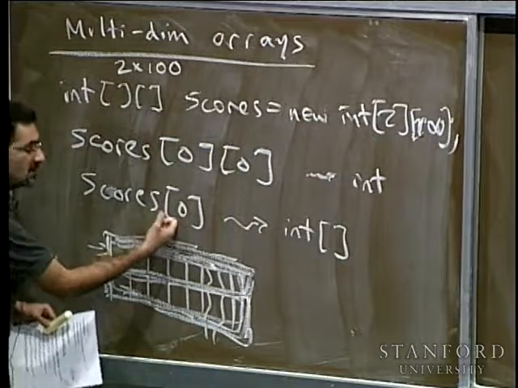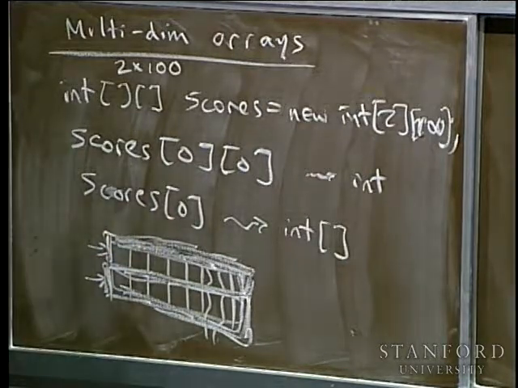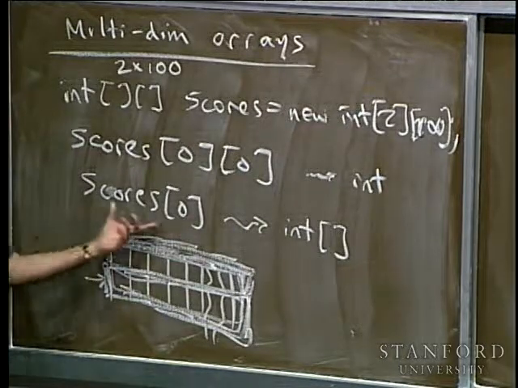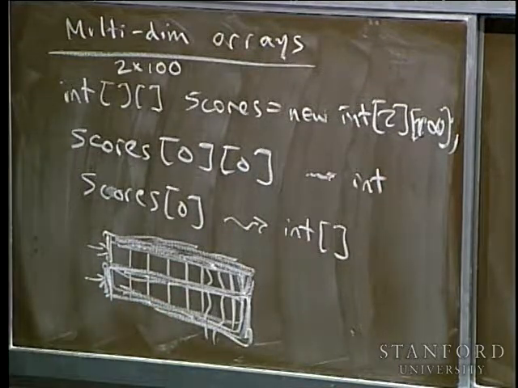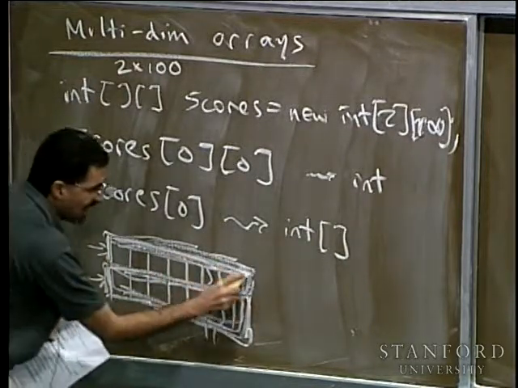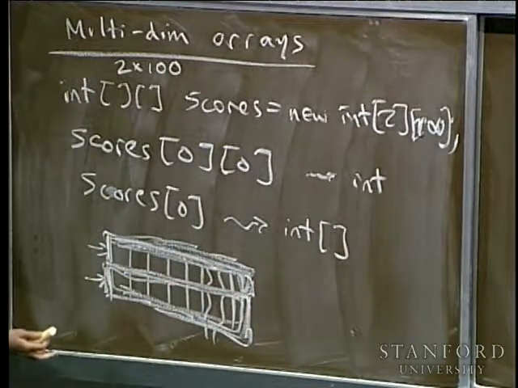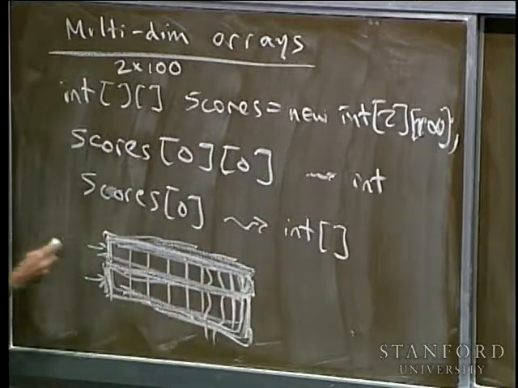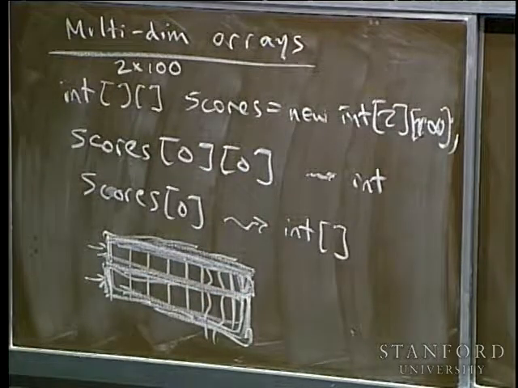So scores sub 0 behaves in your program just like if you had declared a one-dimensional array, which means you can pass scores sub 0 to a function that expects a one-dimensional array. And that's perfectly fine. What it's doing is passing this element of the scores array of arrays, which happens to be a whole array of integers in itself. So any questions conceptually about that?